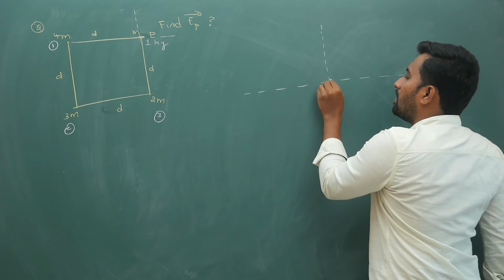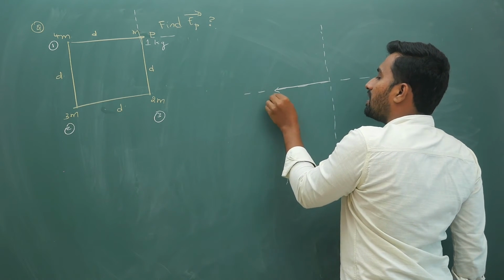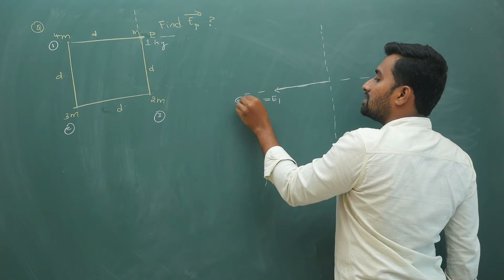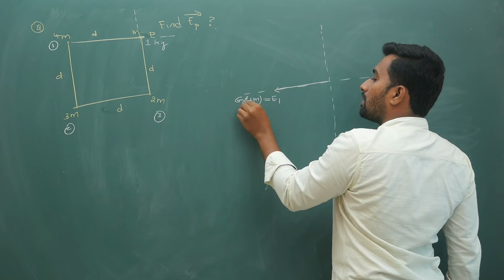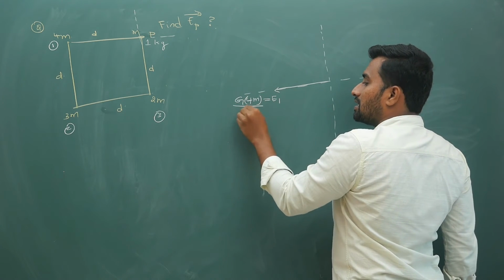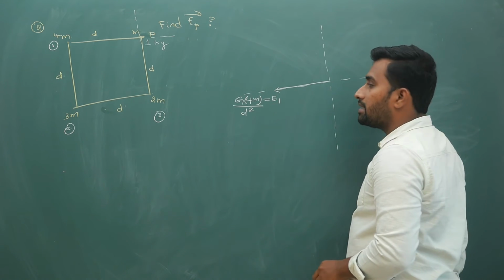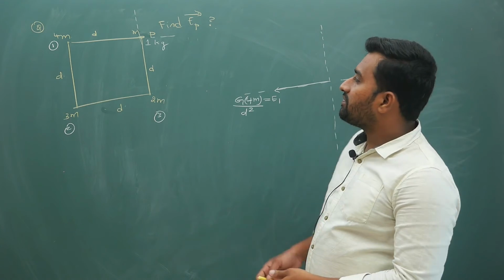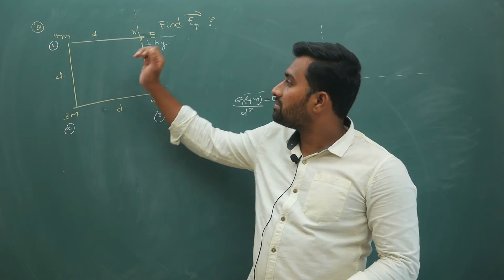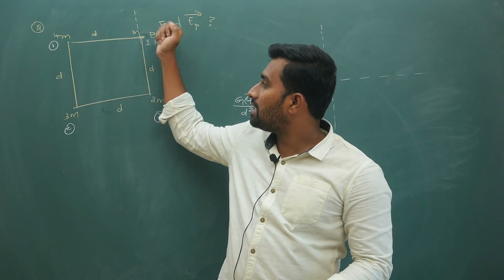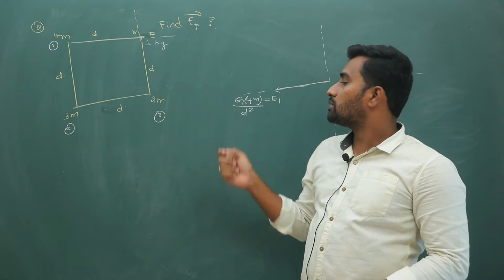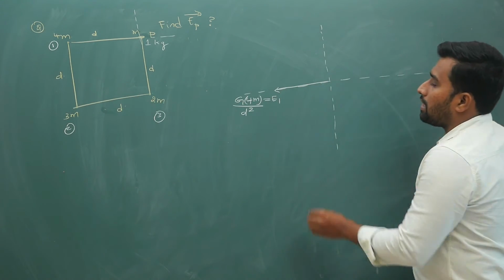So because of 1, your field is this way, where your E1 is g times mass 4m by distance d square. Okay, g m by d square. So g times 4m by d square. Because of this mass, there is attraction. Because of 1 kg, this 4m mass will attract. So it is g times 4m by d square. Okay, next.